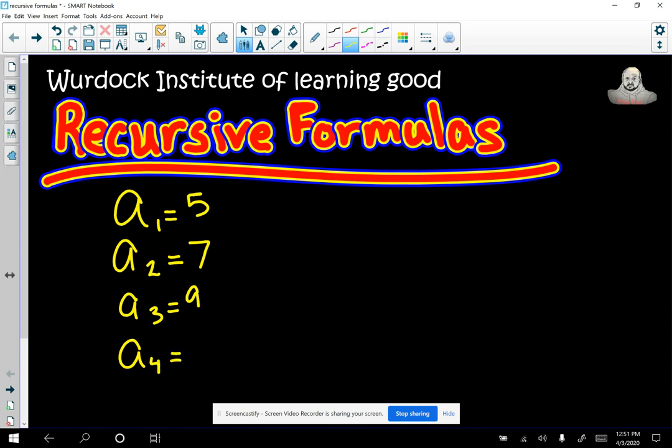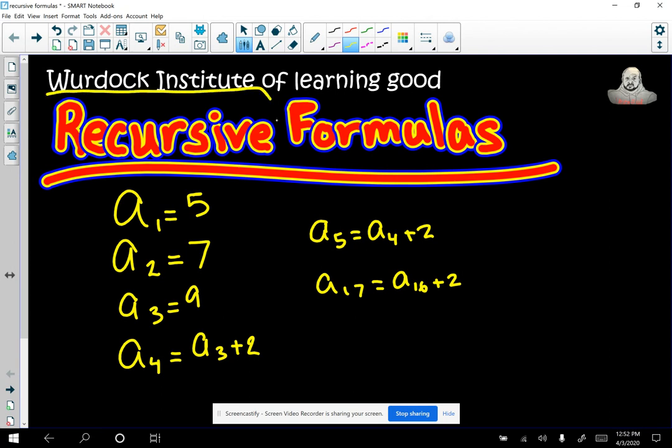Now, here's the generic way to write that. The fourth term is the third term plus 2. And in general, this will always be true. The fifth term is the fourth term plus 2. The 17th term is the 16th term plus 2. And you're thinking, oh, this is a dumb way to write this. Don't forget the Latin term. The root word for recursive is recursi, meaning terrible way to teach math.